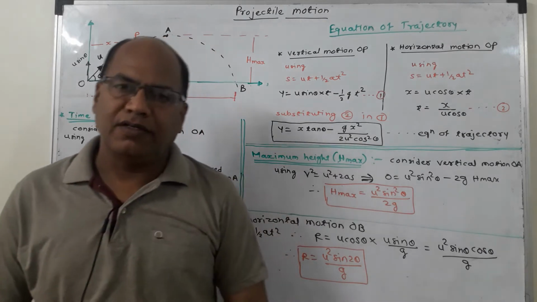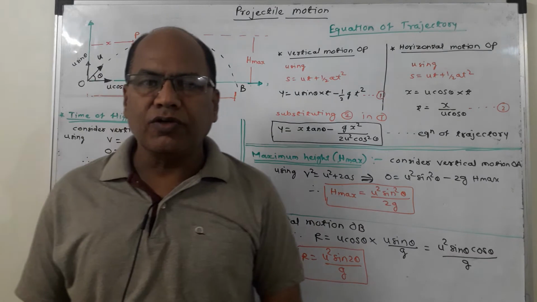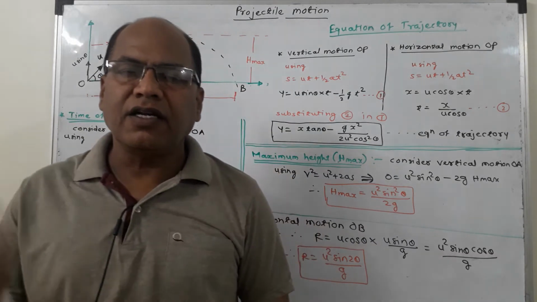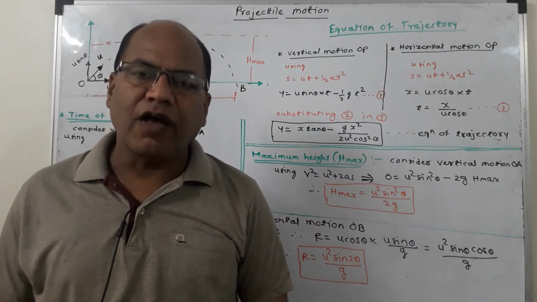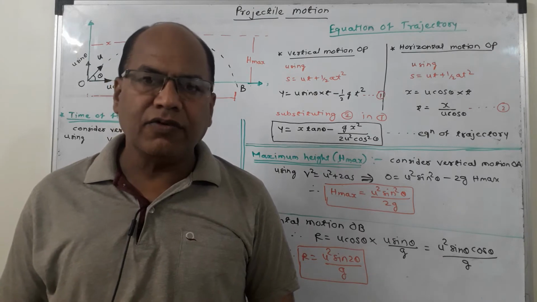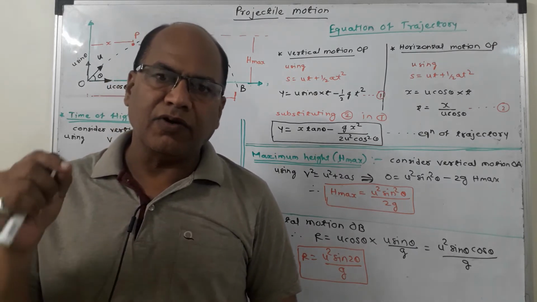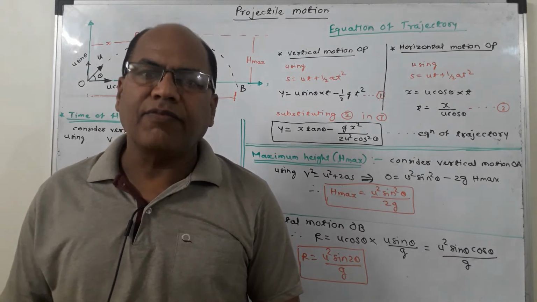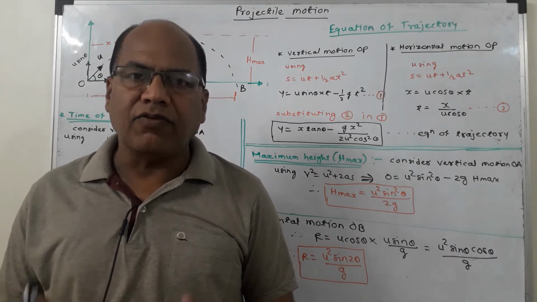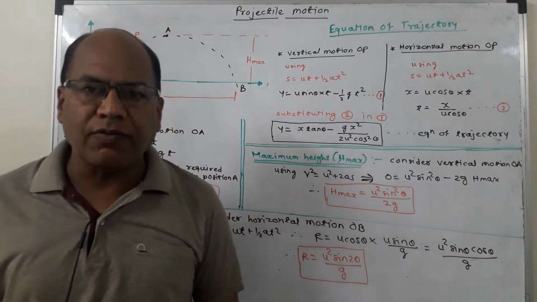For example, if a stone is thrown exactly in the vertical direction, what will happen is that its velocity will go on decreasing and the velocity will become 0 at the point of maximum height. Thereafter it will start its downward motion, but the entire motion will be along a straight line.